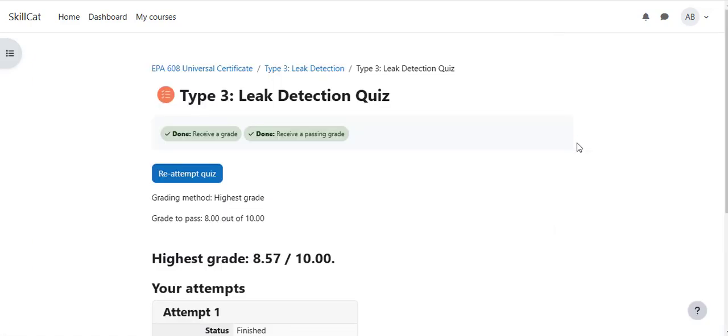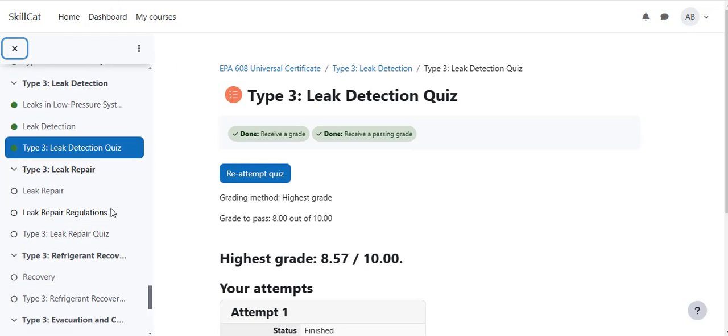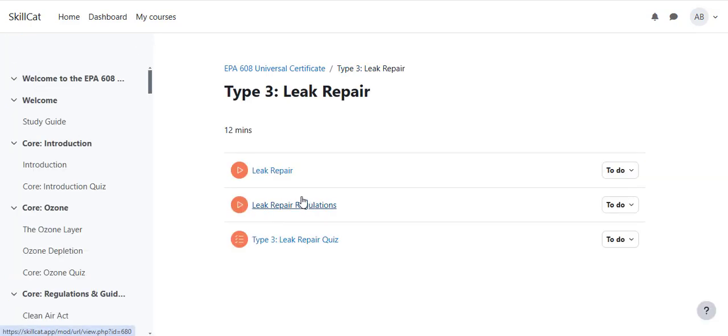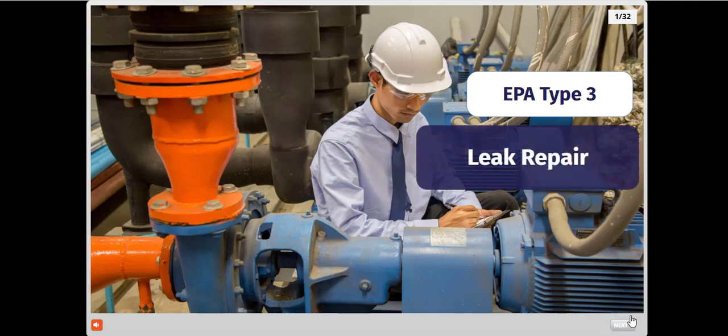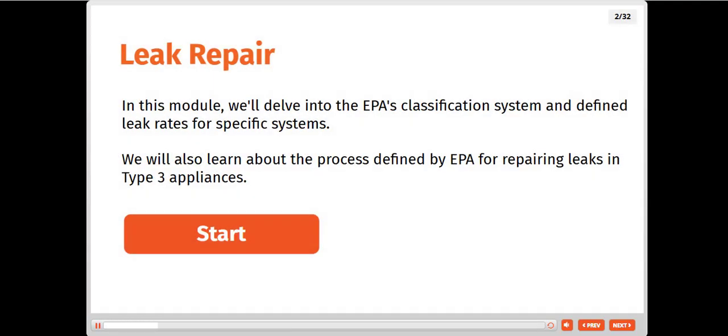Okay, so we finish here. Type 3 leak detection with the quiz also. We'll go to the next module, leak repair. In this module, we'll delve into the EPA's classification system and define leak rates for specific systems. We will also learn about the process defined by the EPA for repairing leaks in Type 3 appliances.